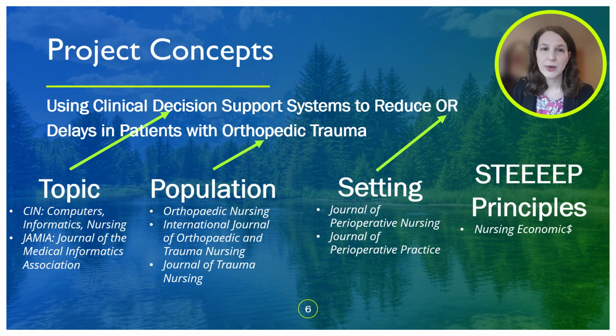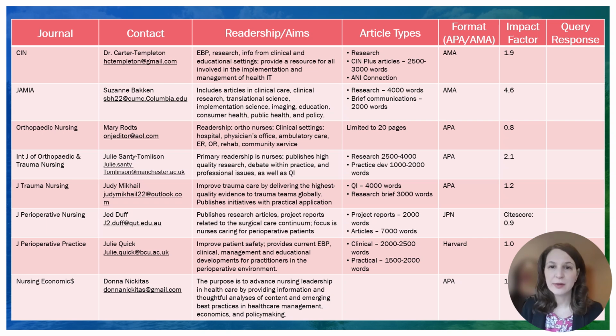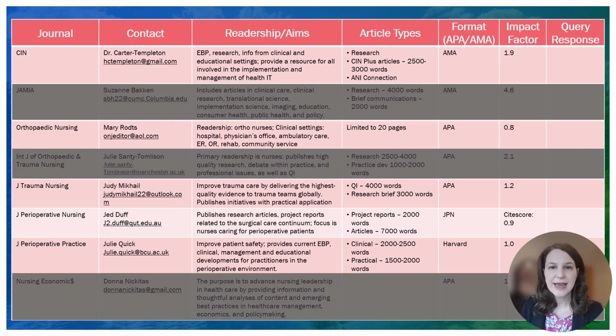Let's take a look at an example. For this project, we identified several potential journals related to the topic, population, setting, and STEEP quality principles. Let's plug these journals into our matrix. Here we have our completed matrix with all 8 journals that we found. Let's say in reviewing the journals' websites, readership, and aims, you decide that 3 of the journals likely wouldn't be a good fit with your project, so we can remove them for the time being.